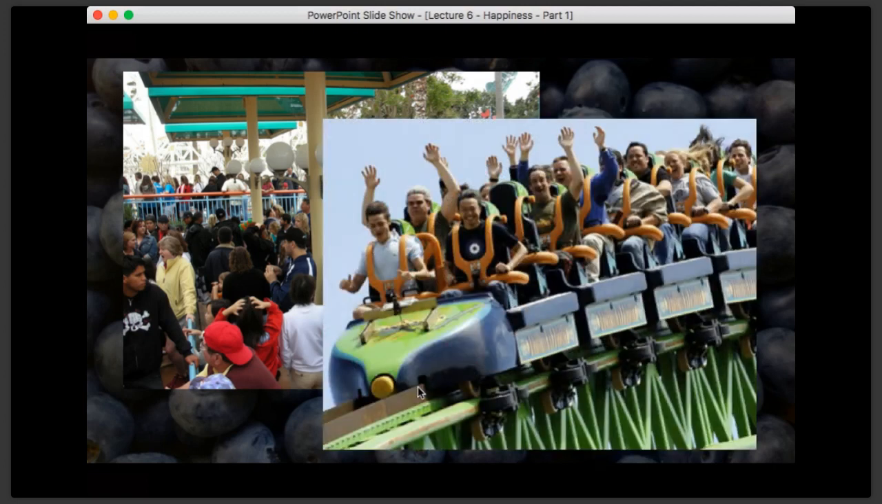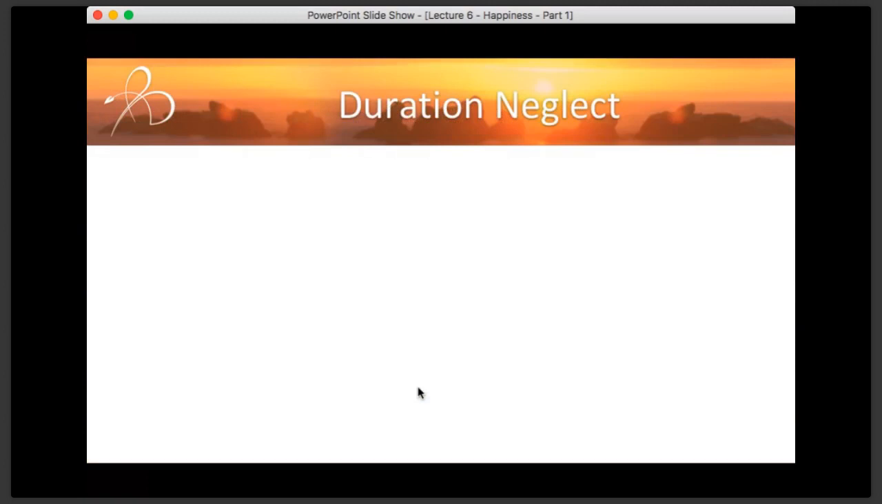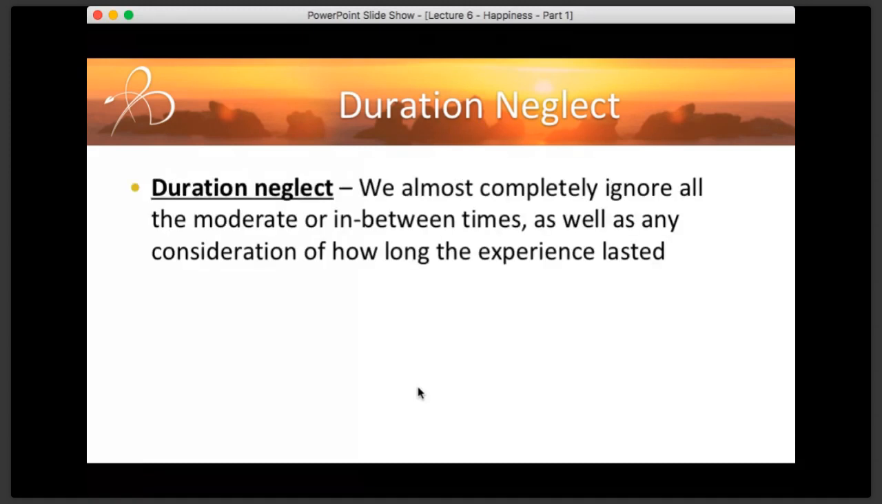But then, woo! You get the peak, and you get the end, and you leave going, oh, that was awesome. I want to do that again, right? All this, totally forgotten. It doesn't matter. This is called duration neglect. That we almost completely ignore all of the moderate or in-between times of an event, as well as any consideration of how long the experience lasted.